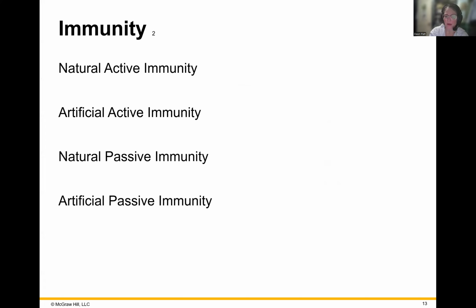These are just ways that we have the ability to fight off whatever is trying to attack us. Natural active immunity is the production of our own antibodies. You get sick, and your body says, oh, I need to create some antibodies to fight off this antigen. In artificial active immunity, your body is creating its own active immunity, but with the help of an immunization or vaccination that puts the virus, mostly viruses, into our system so we can learn to fight it off.